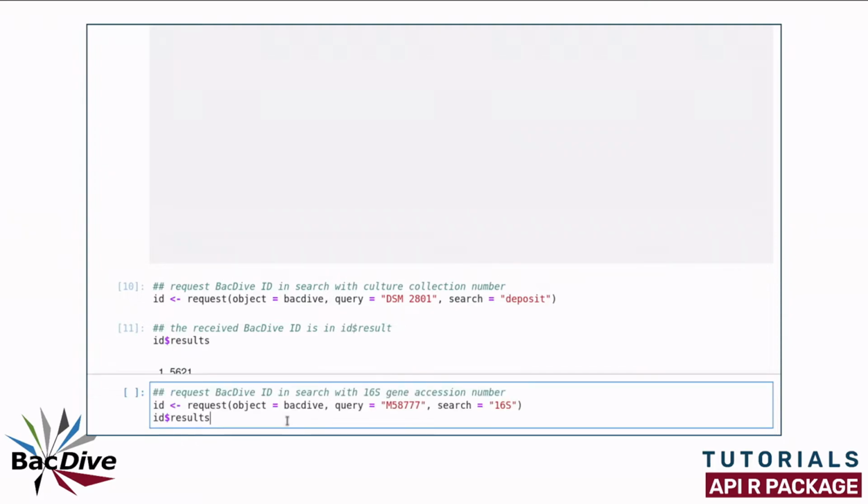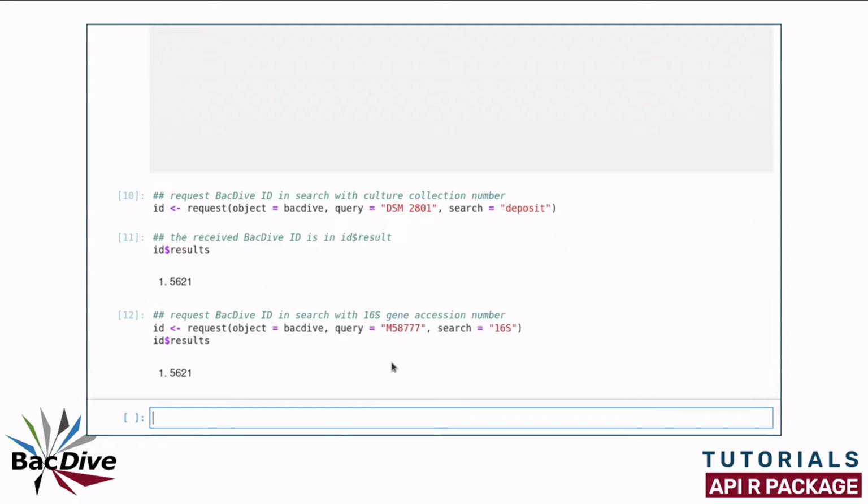The same also works with a sequence accession number. Here the nucleotide accession of a 16S rRNA gene, and the search parameter in this case is simply 16S. And we again receive the BacDive ID here in the results field.